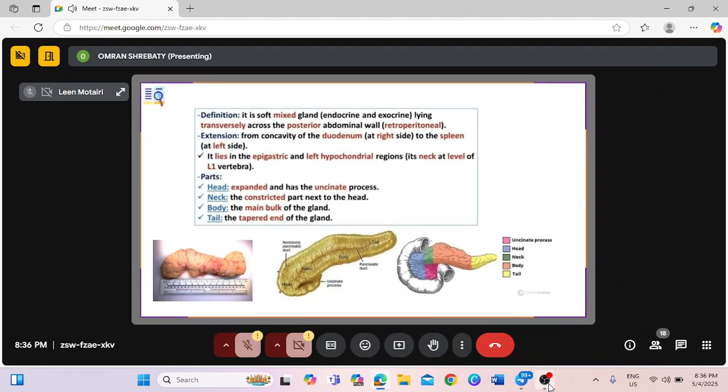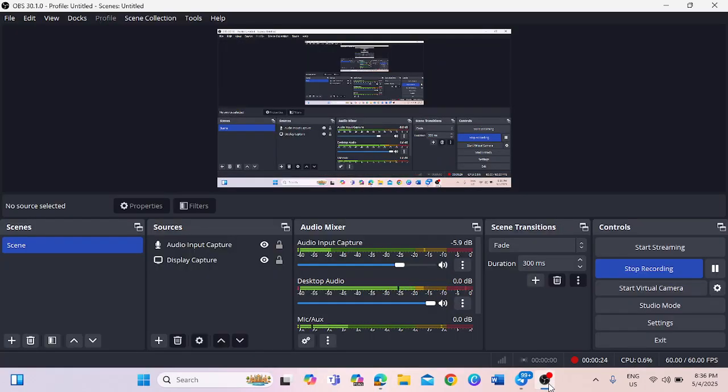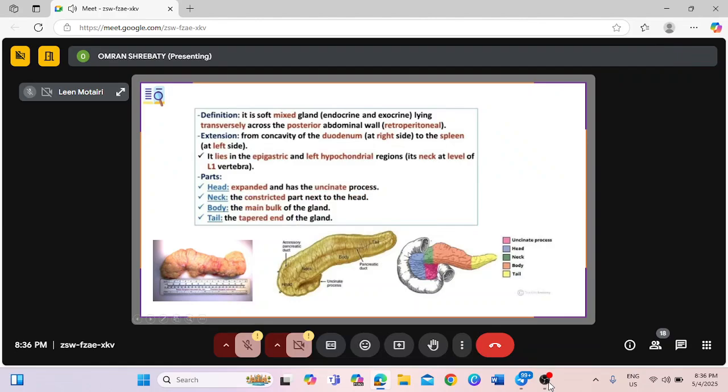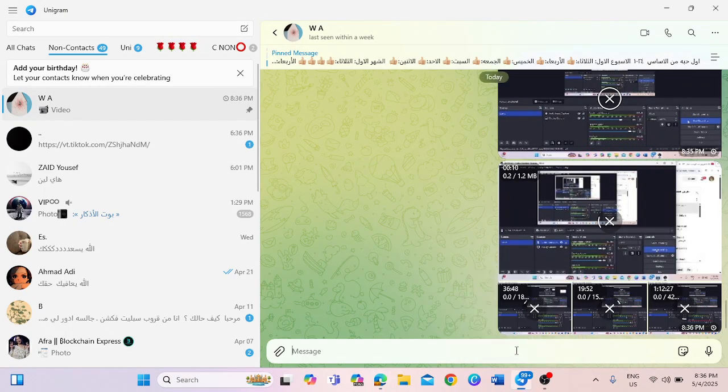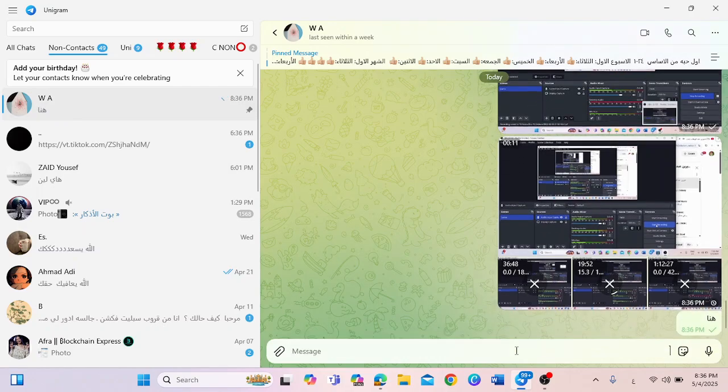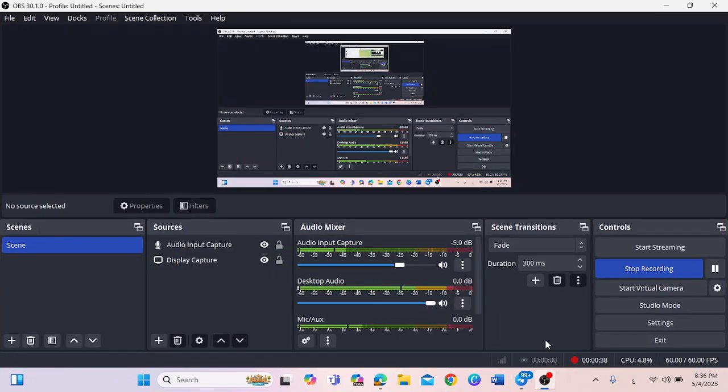The extension from the concavity of the duodenum, as you can see here on this picture. It's going to extend from the concavity of the duodenum to the spleen. It lies in the epigastric and the left hypochondrial region. The neck of the pancreas is going to be at the L1 vertebra.